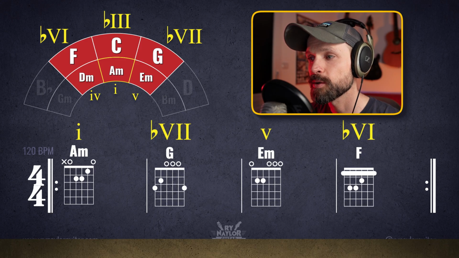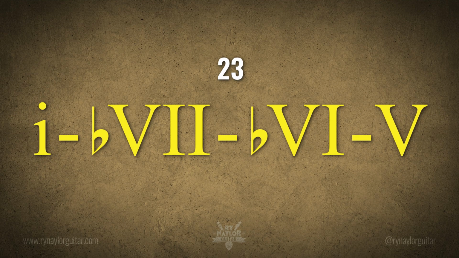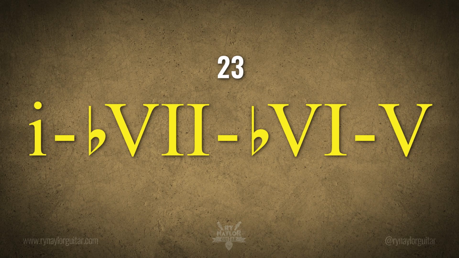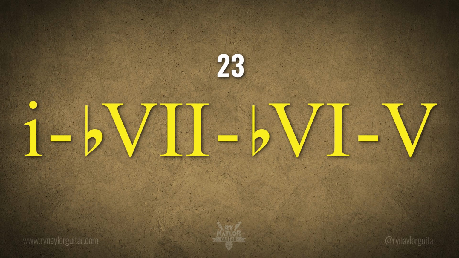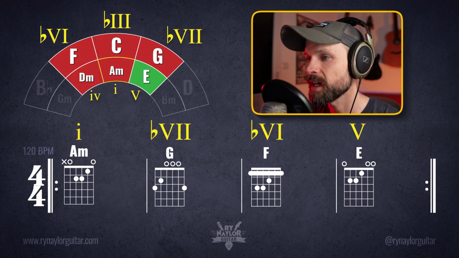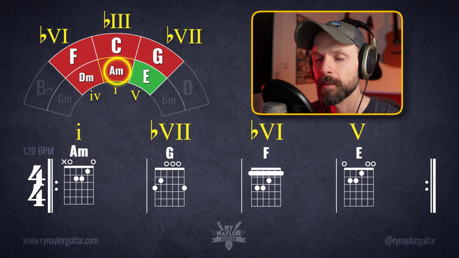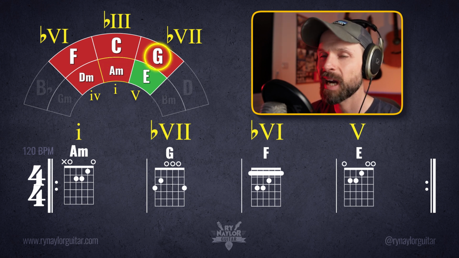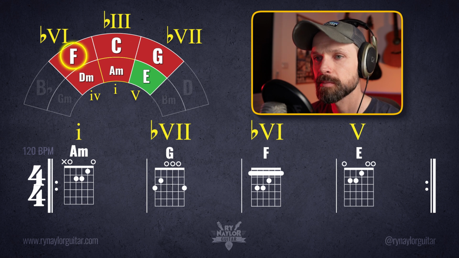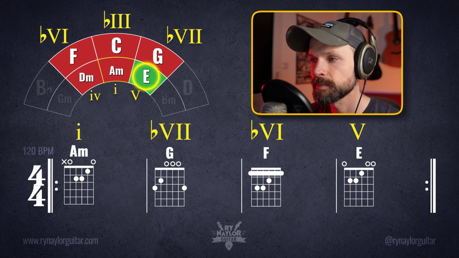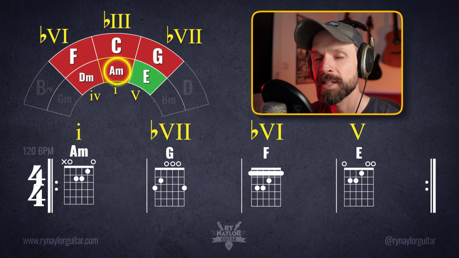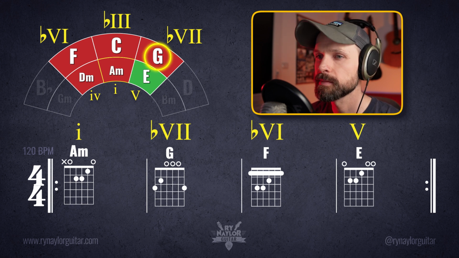And then we conclude with the 1-7-6-5, the descending Andalusian cadence. This is going to be using the major 5 chord. Let's give that one a listen. Down a whole step, down a whole step, down a half step. So they're all major chords, major, major.